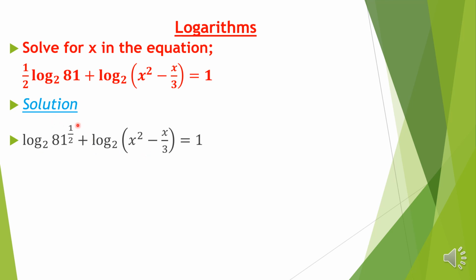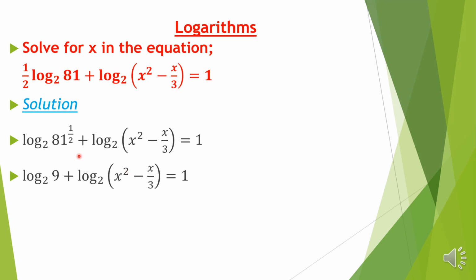Remember, any number raised to a half is the same as the square root. And simplifying that, our equation reduces to log 9 base 2 plus log (x squared minus x) over 3 base 2 equals 1.